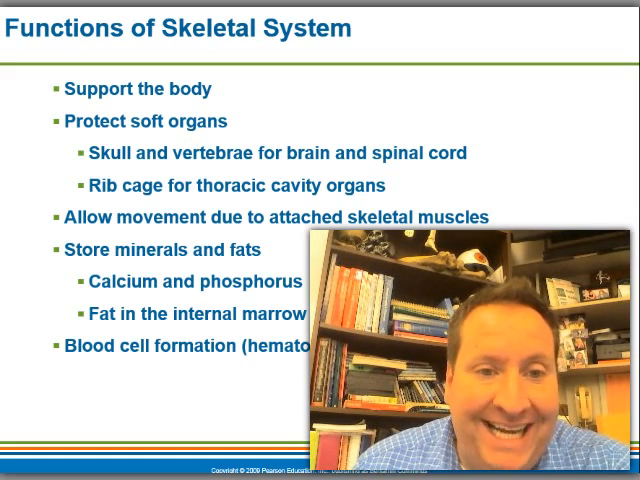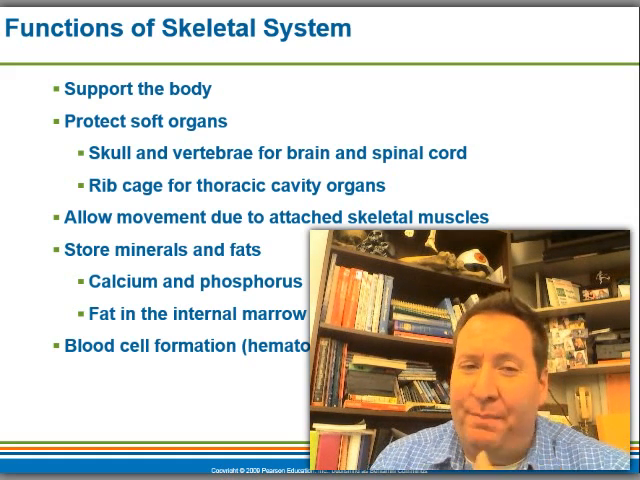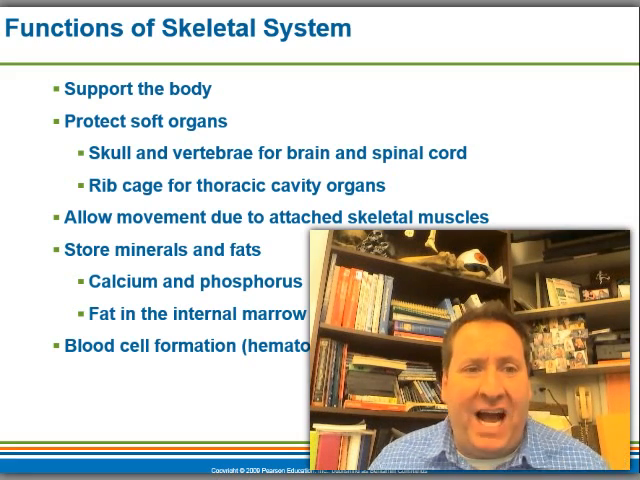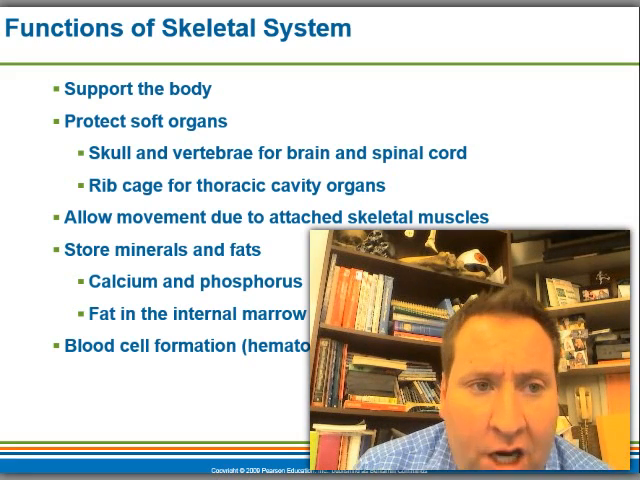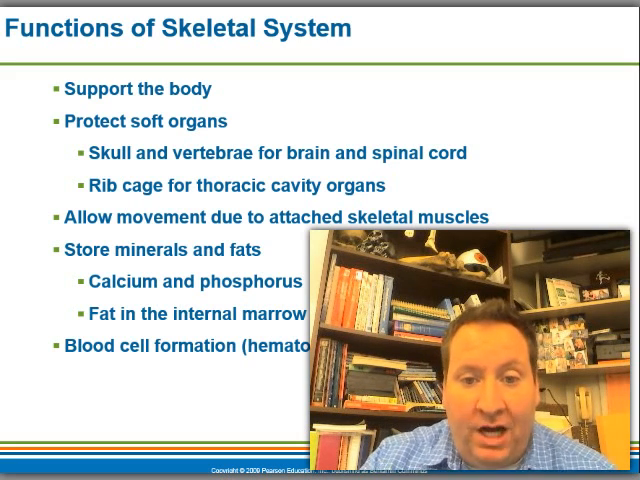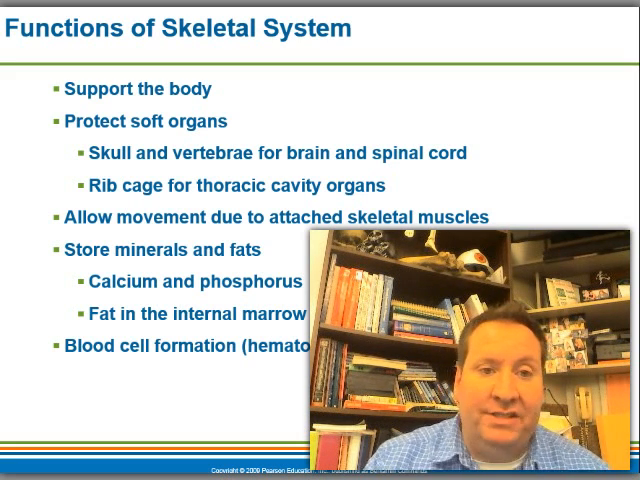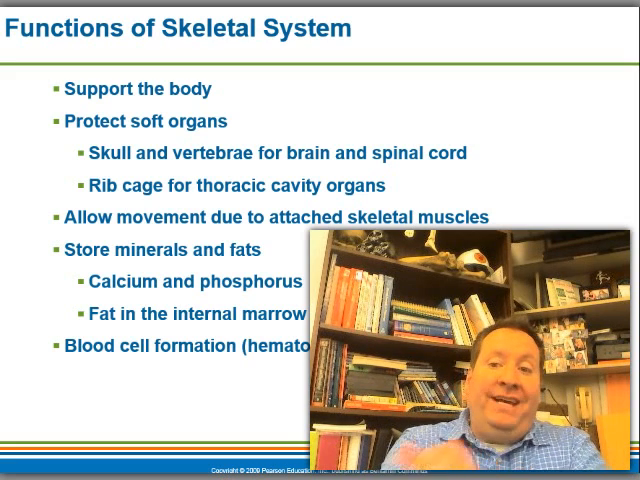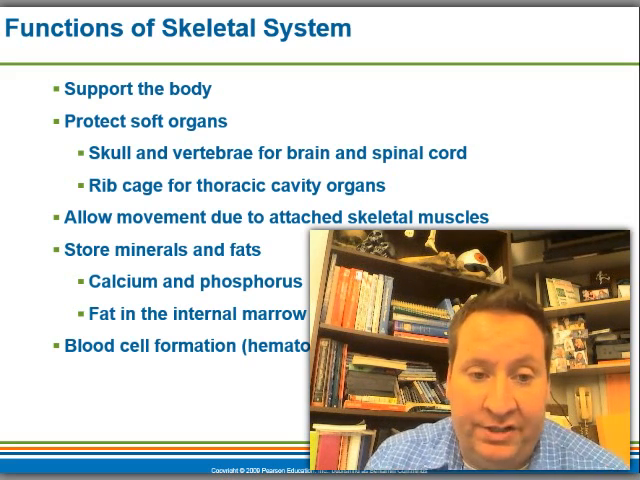It's going to protect soft organs. When we think about the brain, we think about your heart, we think about your lungs and things like that, how that bone's helping to protect that soft tissue itself. It's also going to allow for movement due to the attachment of skeletal muscles that attach to bone. It doesn't produce movement, but allows for movement because it gives the muscles something to attach onto.